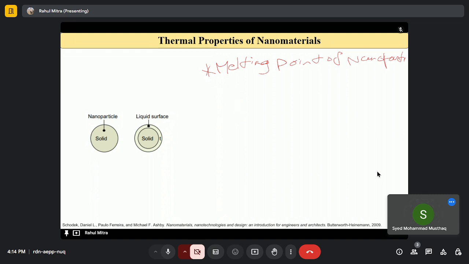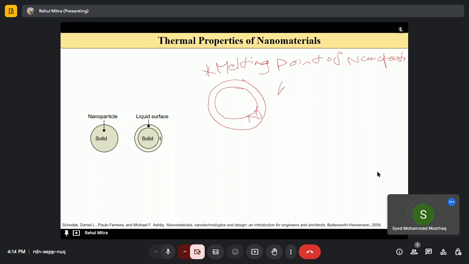So I have a solid particle like this, and suppose there is a small liquid layer that has been formed, and this is my thickness T. Then how we are going to approach this problem? As I've said before, I'm not going to derive everything again, so I'm just going to write the initial part, so that you people can understand.